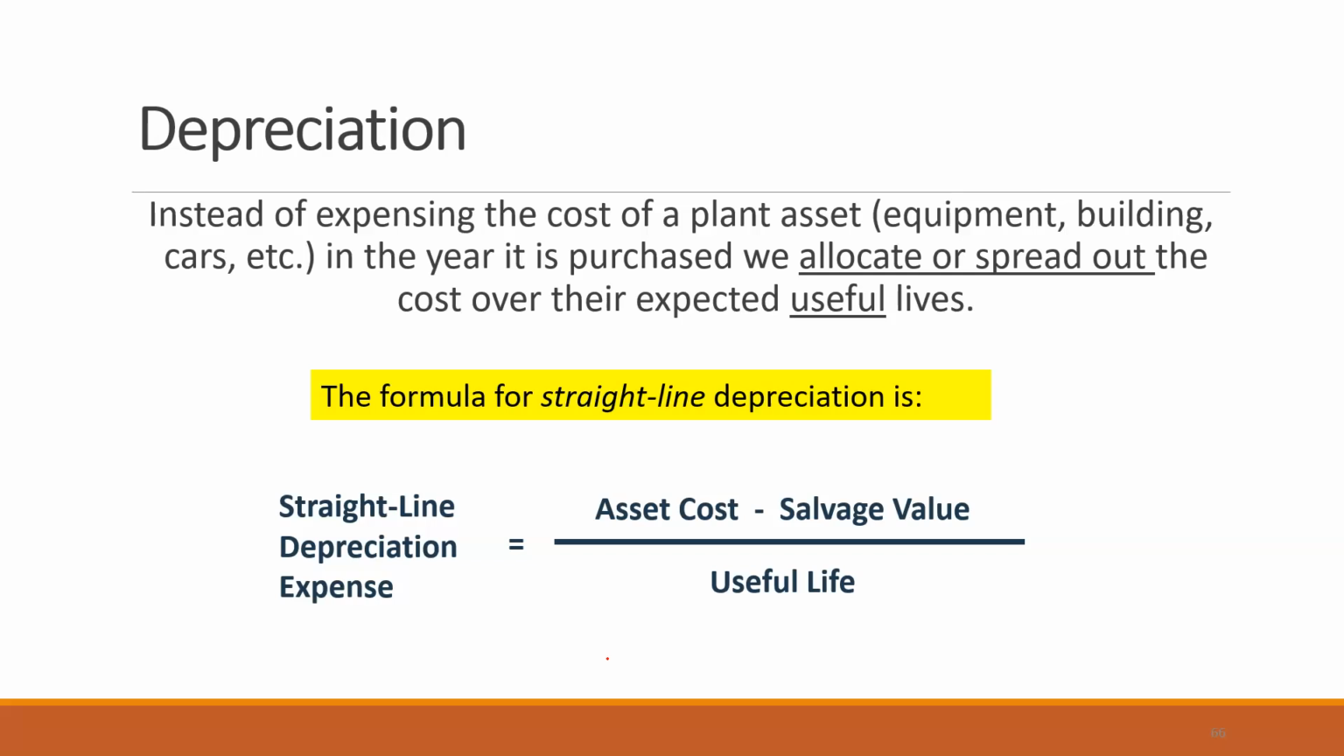So straight line depreciation is the cost of the asset minus any salvage value, or sometimes called residual value, divided by its useful life. So for example, if we had a computer that we paid $1,000 for, that had a salvage value of 0, which means at the end of its useful life, it's not worth anything. We're not going to get any money by trading it in. And it has a useful life of 5 years, we would take 1,000 minus 0 divided by 5 to get our yearly depreciation expense.